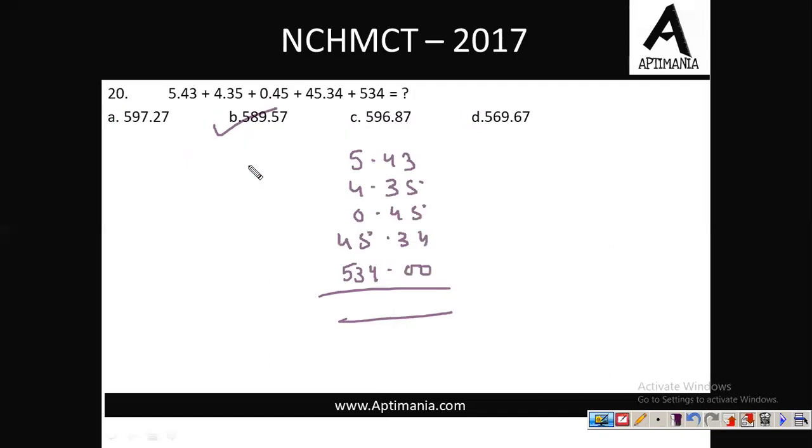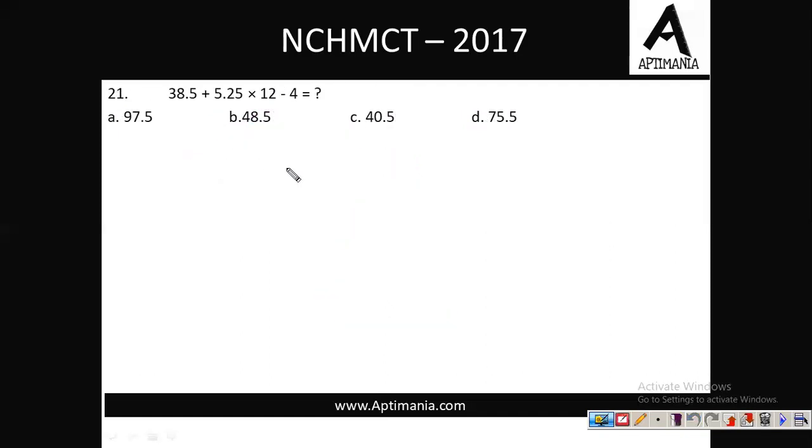Next question is question number 21. Okay, 38.5. Now simply you need to use the rule of BODMAS over here. So with 5.25 into 12, first of all we will multiply. So this part we need to solve first.